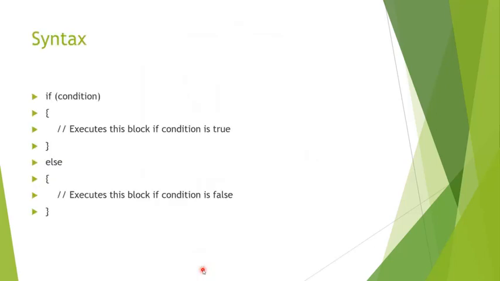Let us look at the syntax of this. We write if as it is, and the condition here, and then we put the braces open, the code which is going to be executed, and braces close.